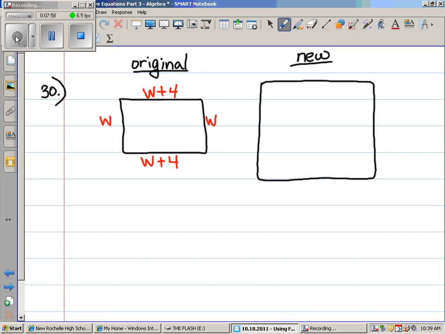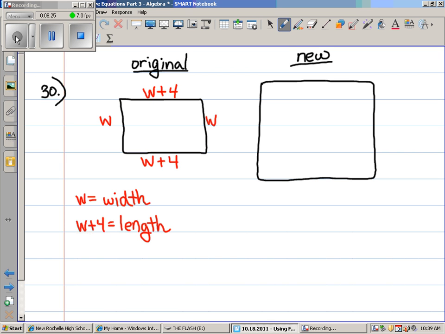Yeah, there's our original. Not bad. Maybe we should mark that down also, W, so we don't lose track of stuff. W equals the width. And W plus 4 equals the length. Right? Because the length is 4 feet longer than the width. And then we have our new rectangle.